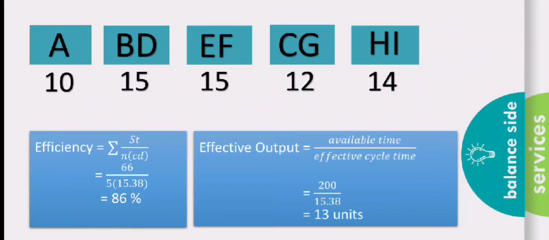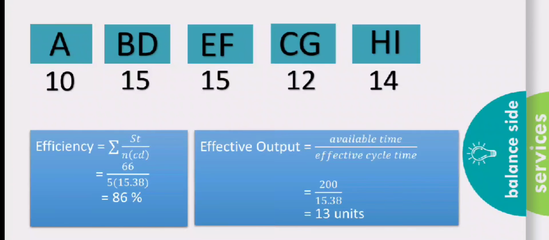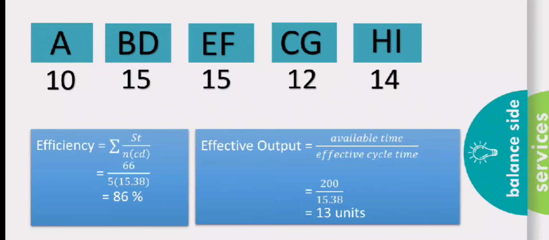So task A has 10, and task B, which has a duration of 11, and D has 4, and a total of 15. Task E has 12, and F has 3, a total of 15. Task C has 5, and G has 7, a total of 12. And lastly, task H has 11, and task I has 3, a total of 14.